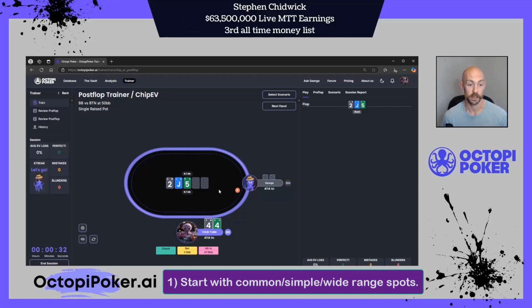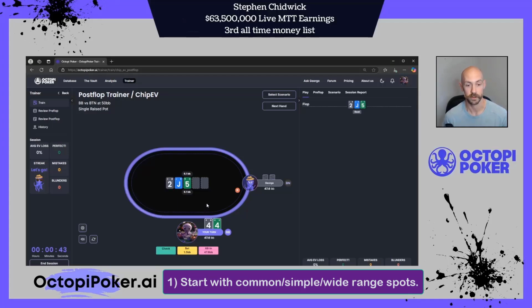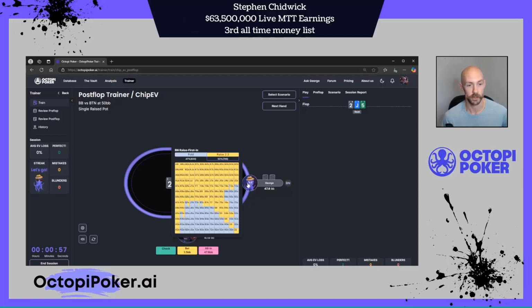Another reason that I recommend doing this is that the outputs for a wide range spot are much less sensitive to the starting ranges of the players. So you can see here, if we click on the players, this is a button opening range. Obviously, in real life, people's play styles vary. One guy might be opening 58%, one guy might be opening 47%. You can see the optimal here is 53.